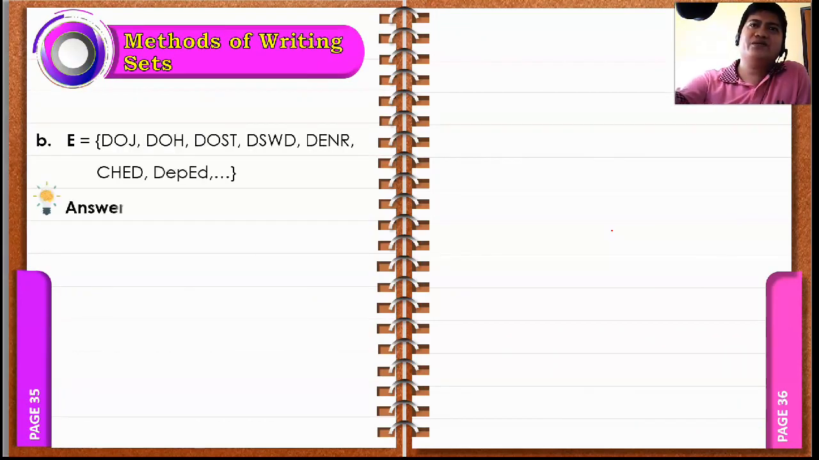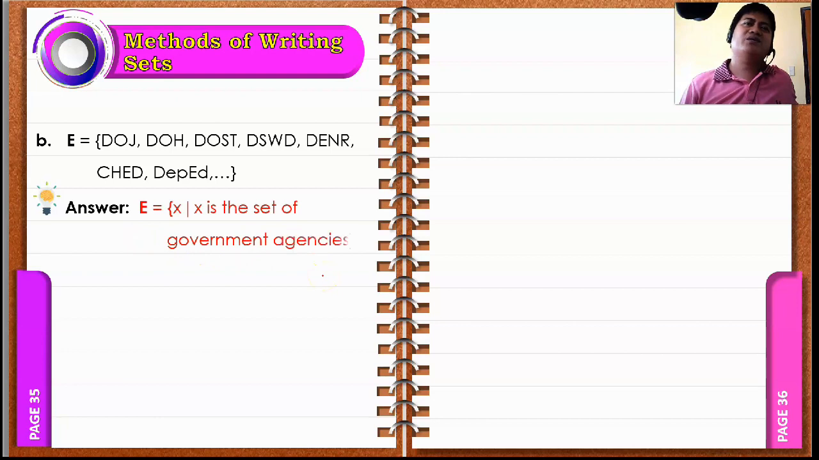We have the DOJ, DOST, DOH, DSWD, DENR, CHED, DepEd, etc. So, I hope you're familiar with this one. These are the government agencies, or a set of government agencies, in particular in our country. To make it clear, we can call it a set of government agencies in the country.